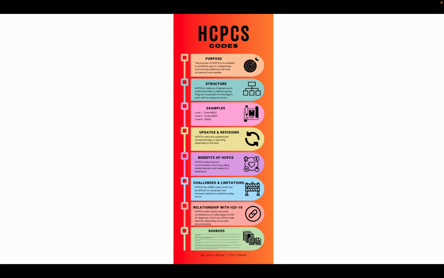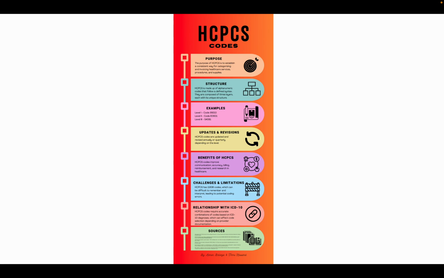The purpose of HICS is to establish a consistent way for categorizing and invoicing healthcare services, procedures, and supplies. It has 3 levels: level 1, which is CPT codes, level 2, which is CMS codes, and level 3, which are local codes. This code set improves communication among healthcare stakeholders, assures correct invoicing, and simplifies reimbursement procedures.